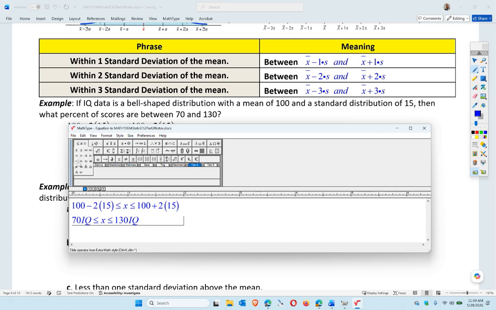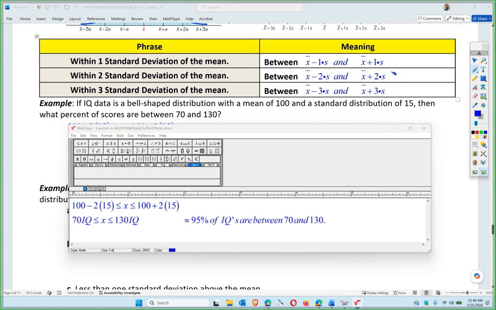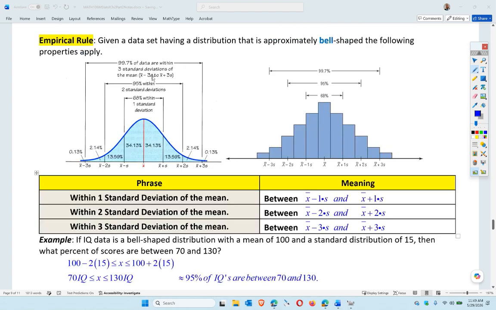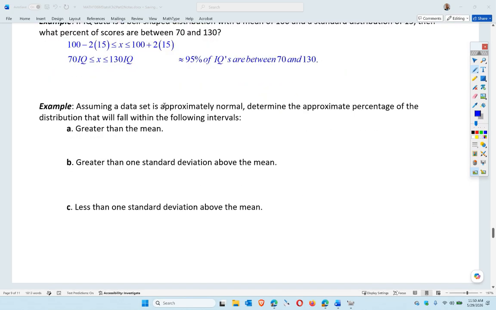So that's approximately 95% of IQs are between 70 and 130. Okay. So again, we're using the empirical rule. The empirical rule is plus or minus 2 standard deviations, which is what we figured out, 70 and 130. And the empirical rule says 95% for 2 deviations, approximately. Might be a little more or less than that, but you don't know, assuming the data set is approximately normal.